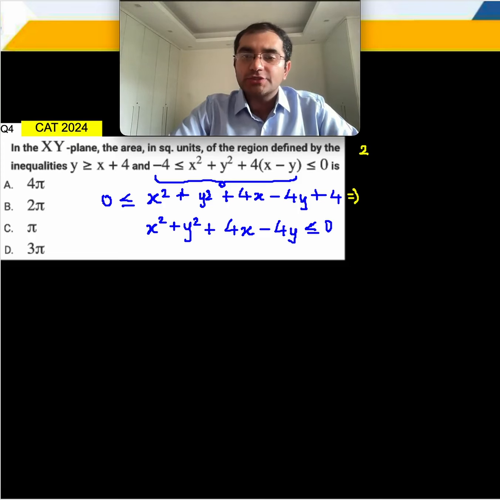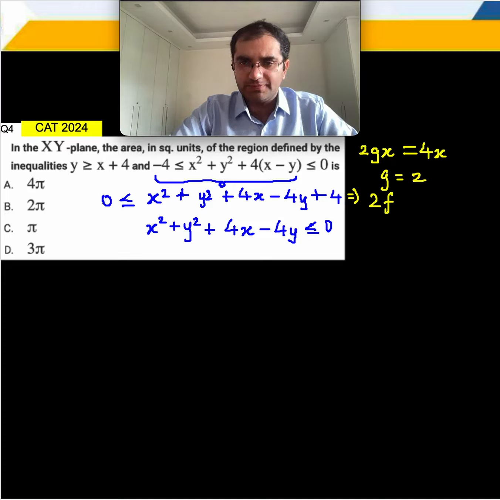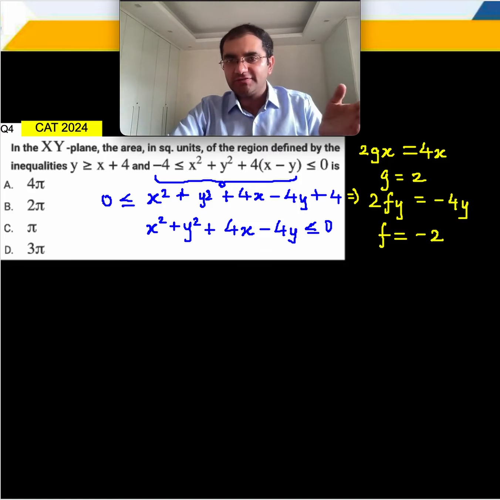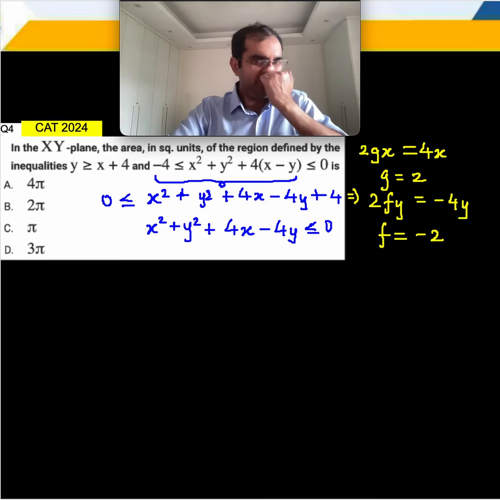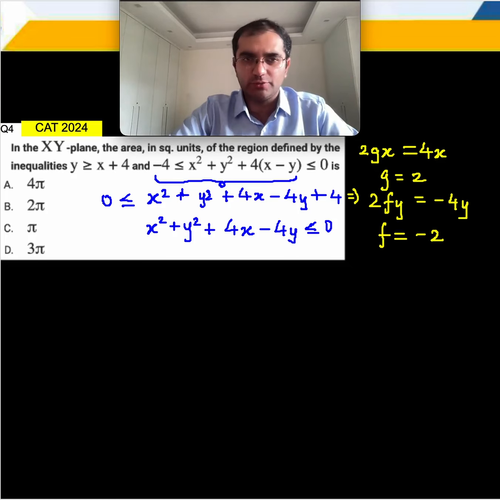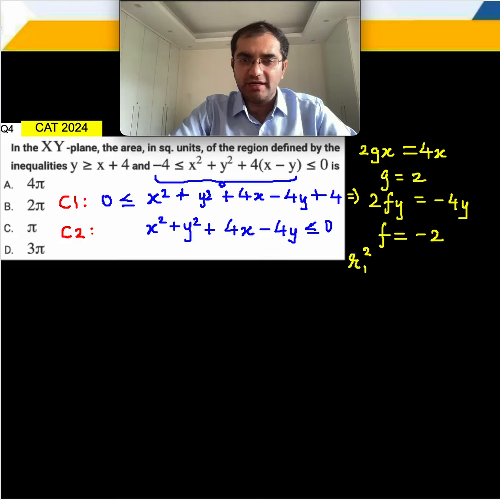ठीक है. So the 2gx is 4x, g is equal to 2, and 2fy is -4y, तो f is equal to -2. ठीक है. So, and your center of circle is -g minus f, that's -2, 2. Center तो मिल गया. ठीक है. Let's call it circle 1, और ये हो जाएगा circle 2. ठीक है. Now दोनों का रेडियस निकाल लेते हैं.